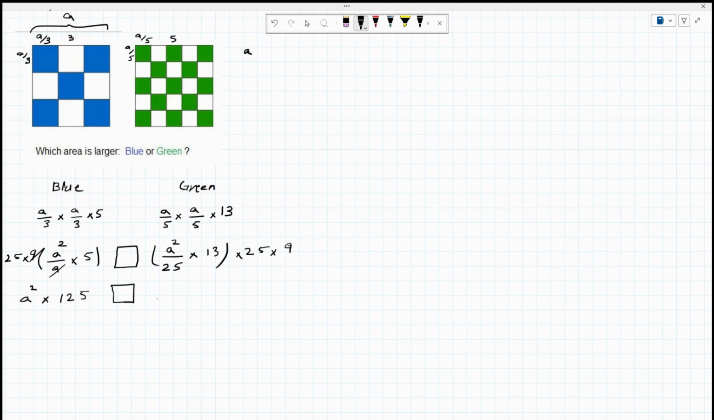And on the right side, we will have a^2, and the 25s will cancel each other. So we're gonna have 13 multiplied by 9, which is 121. And also here on both sides, a^2 will be canceling each other. And we all know 125 is more than 121. So this side is larger, which is the blue section. But there is a nice theory behind this question.